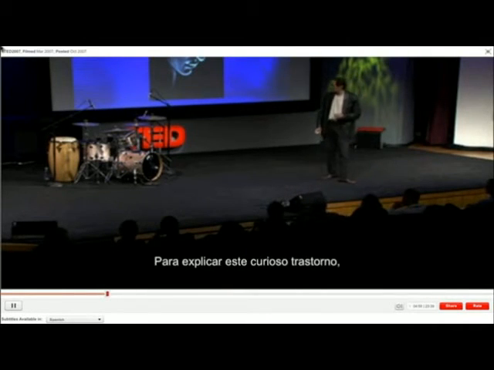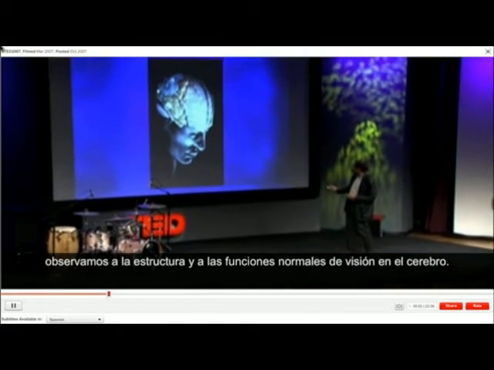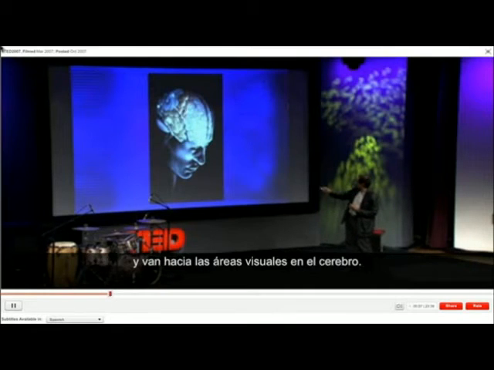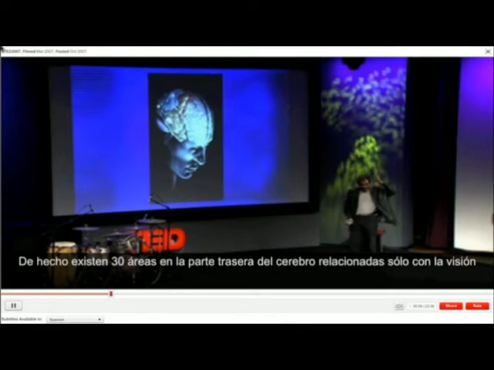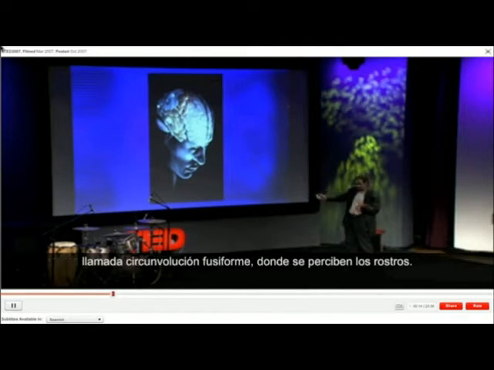So to explain this curious disorder, we look at the structure and functions of the normal visual pathways in the brain. Normally visual signals come into the eyeballs, go to the visual areas in the brain. There are in fact 30 areas in the back of your brain concerned with just vision. And after processing all that, the message goes to a small structure called the fusiform gyrus, where you perceive faces.